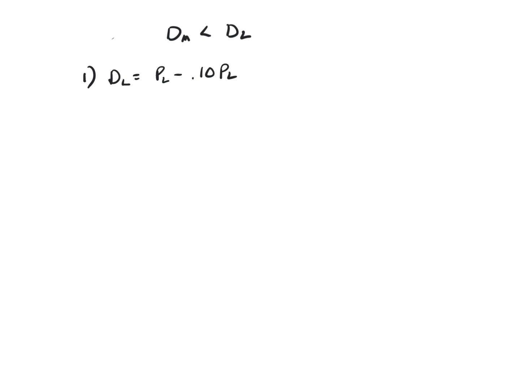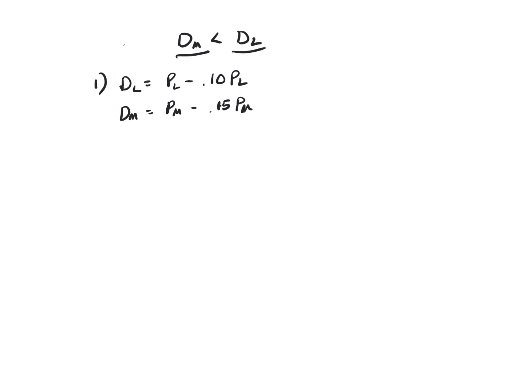Okay, and so the next part of clue 1 is at store M, the discount price is 15% less than the regular price. So the price at M minus 15% of the price at M. And we're trying to figure out, so we've got too many variables. We can't calculate what D sub M is and D sub L because we've got all these other variables. So clue 1 does not work by itself.